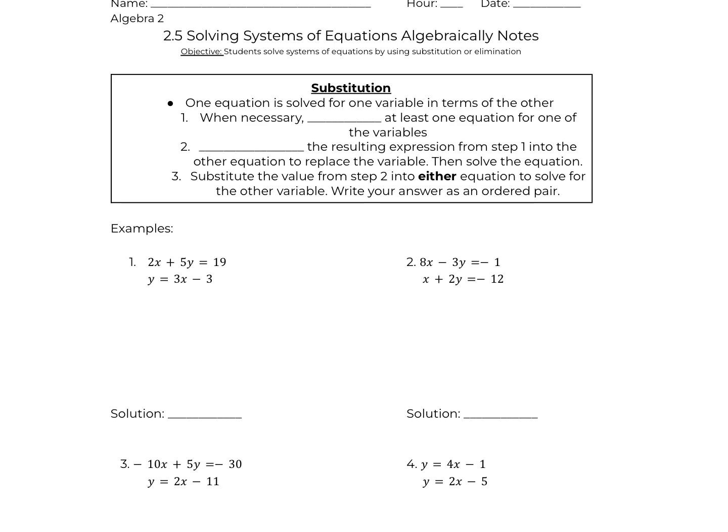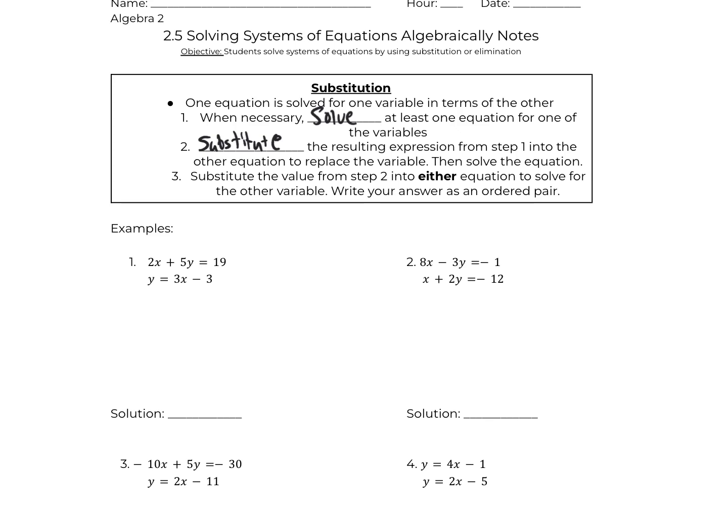If necessary, solve at least one equation for one of the variables. Then we're going to substitute the remaining expression from step 1 into the other equation to replace the variable. Then we're going to solve the equation. Then we substitute the value from step 2 into either equation to solve for the other variable, and then we're going to write our answer as an ordered pair.